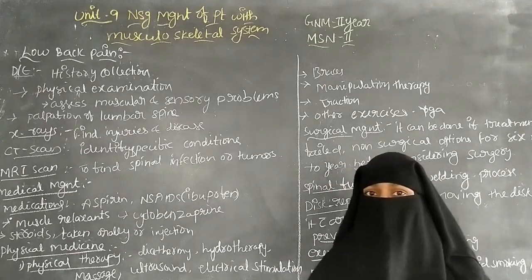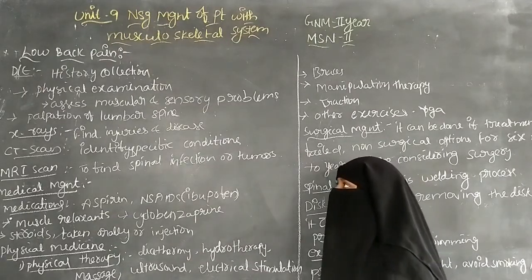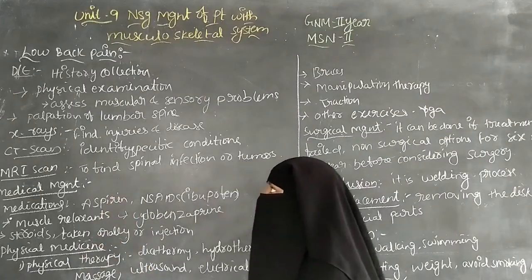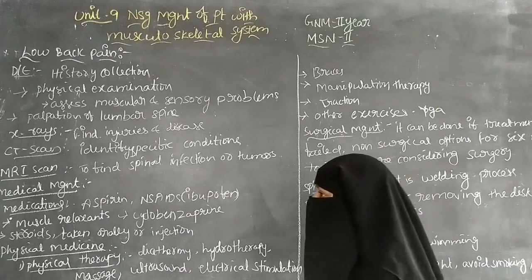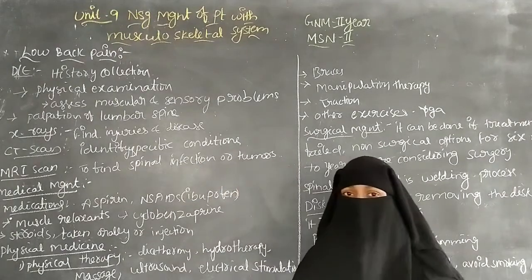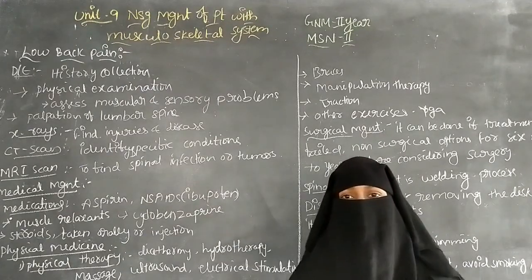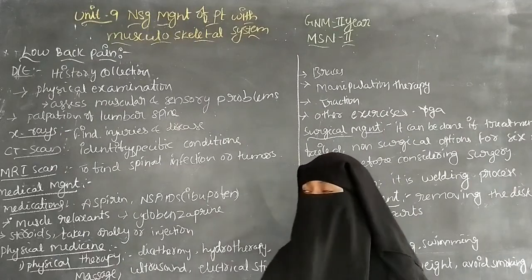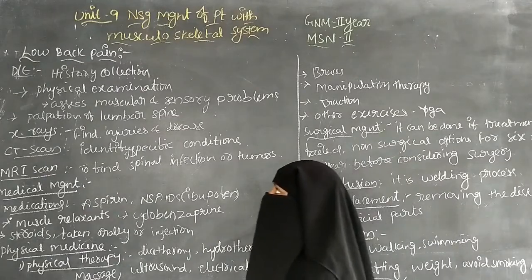Up to the clinical manifestations we have seen in part 1, and now we are going to discuss part 2, that is diagnostic evaluation. If the patient has low back pain, the diagnostic evaluation includes history collection. First we should collect the history from the patient: where the pain is located and how long the pain has been present.